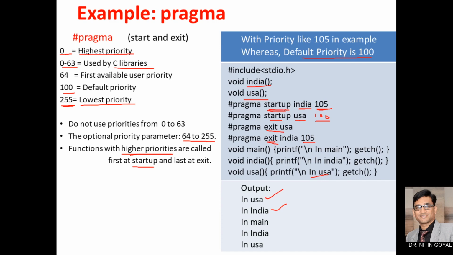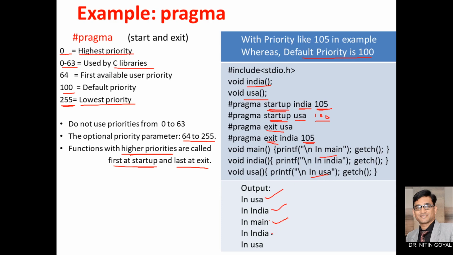Then because two startups have taken place, it will go to the main part. Main will get executed, so it is printed. Then while doing exit, it will be reversed. The case will be reversed: first at startup but last at exit. So the higher number, that is 105, will have greater priority.